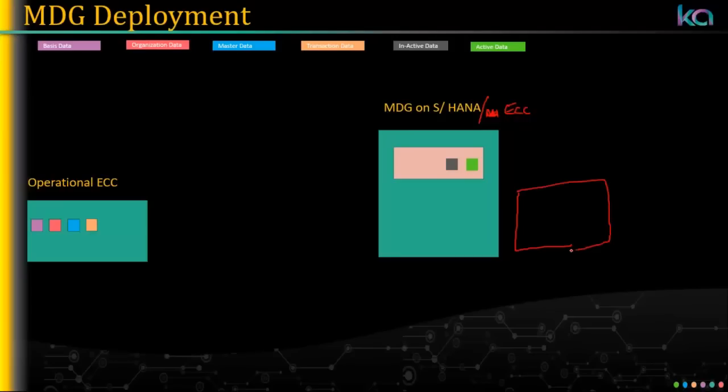The only difference between ECC or S4HANA as a new instance would be this: this is your ECC box. On top of this, you will install MDG, if it is an ECC box, the new instance which I am talking about. If the new instance is S4HANA, MDG is within S4HANA. It is embedded within S4HANA. They don't need to purchase the software and install it. It's already delivered as part of S4HANA.